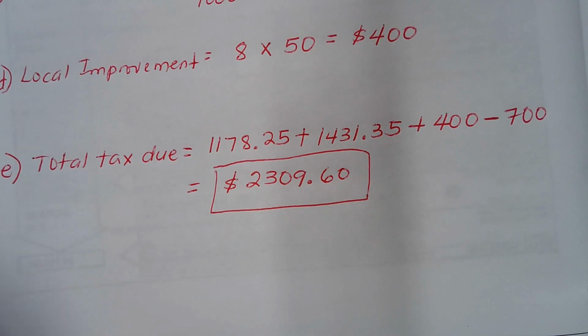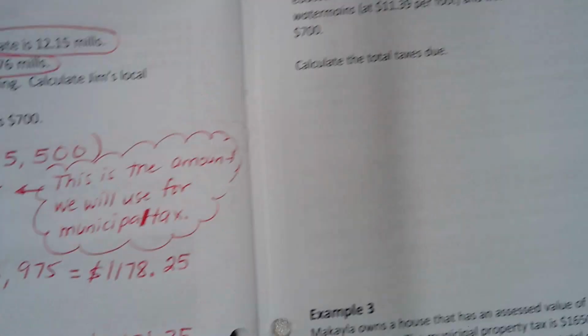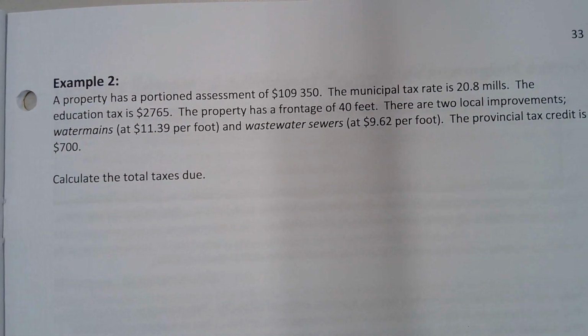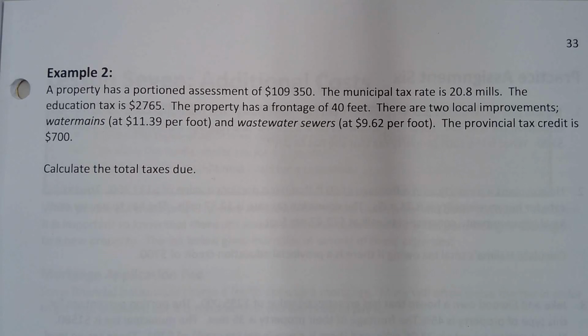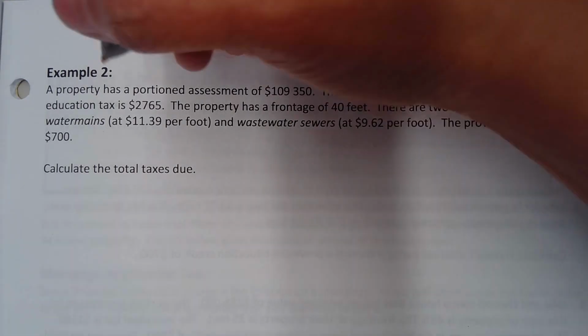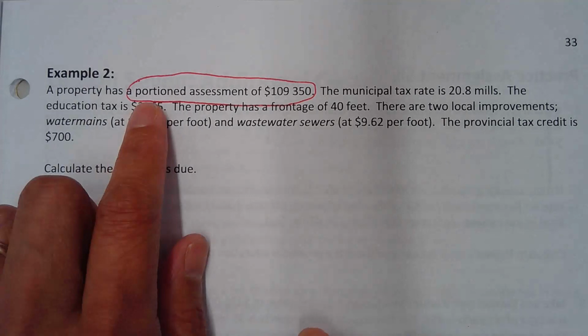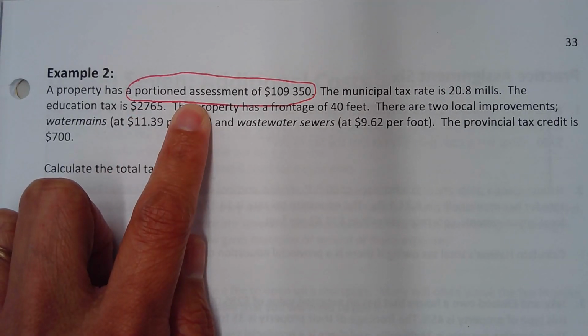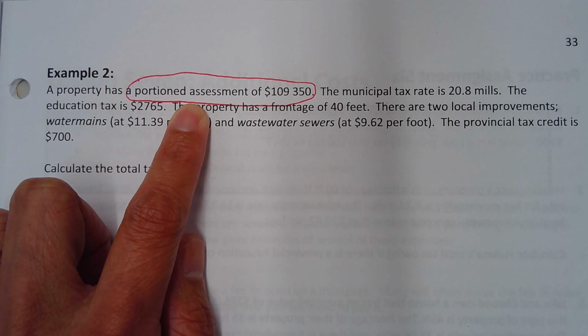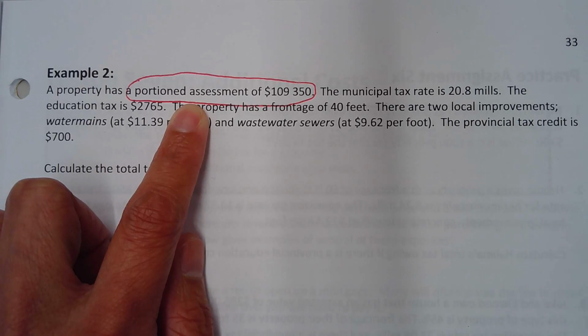Any questions there? No? Okay, let's take a look at Example 2. A property has a portion assessment of $109,350. When I read this, it says portion assessment. So this one already has a portion. That means we don't have to multiply by 0.45 anymore, right? Because it's already the portion. One less thing to do.